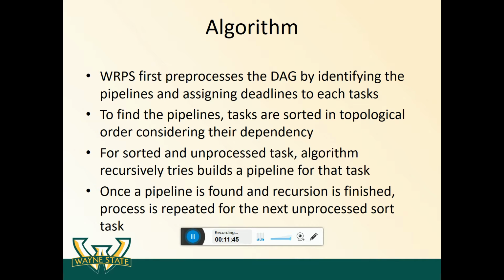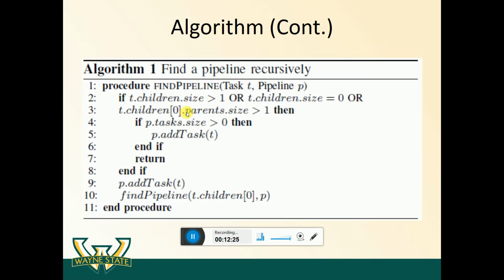Now let's look at the algorithm. WRPS first pre-processes the DAG by identifying the pipelines and assigning deadlines to each task. To find the pipelines, tasks are sorted in topological order considering their dependency. For sorted and unprocessed tasks, the algorithm recursively tries to build a pipeline for that task. Once a pipeline is found and recursion is finished, the process is repeated for the next unprocessed sorted task.